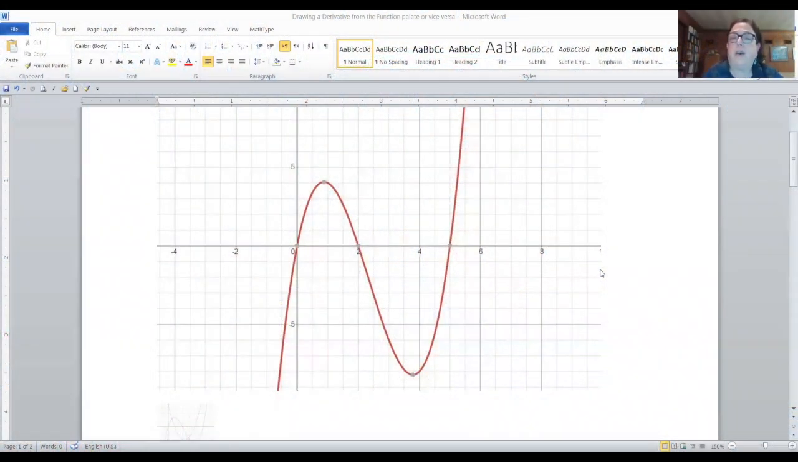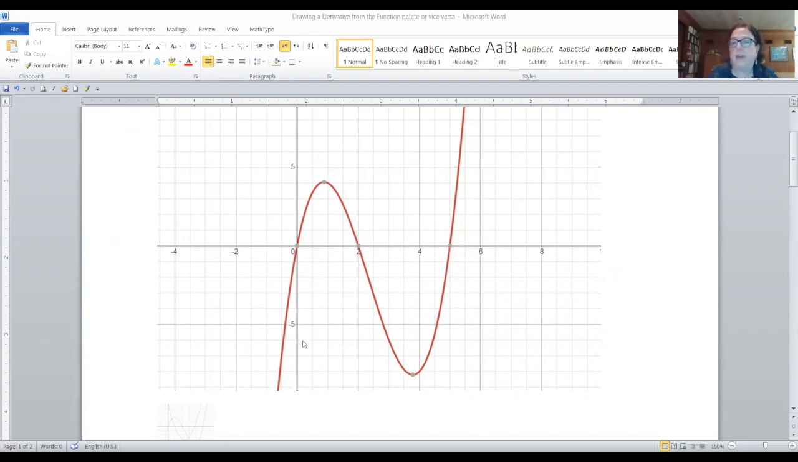Okay, this little video is about how to draw the graph of a derivative from the graph of a function, or vice versa. It is an experimental process in the beginning, so expect to make mistakes and have to redo it. I'm doing this on a Word document where I copied a Desmos graph in, and so I'm going to first take a look at my function.